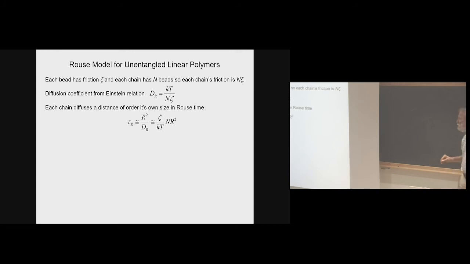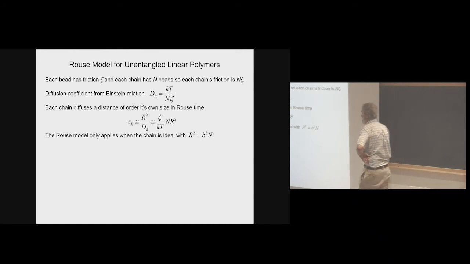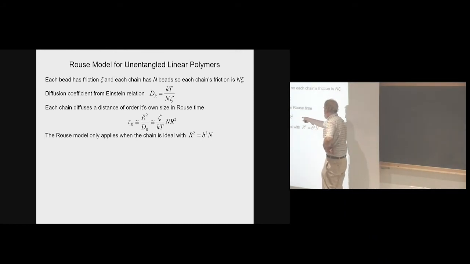So each chain diffuses a distance of order its own size in its Rouse time. That means I can estimate the Rouse time now as just R squared over D. And then that's just friction over kT times n R squared. So that n R squared is a general result for the Rouse model. It turns out for linear polymers, the Rouse model only seems to apply when we're in theta solvent, or in a polymer melt, where in both cases the chain is ideal. So R is b n to the 1/2, or R squared in this case is b squared times n, and then we get n squared for our relaxation time.